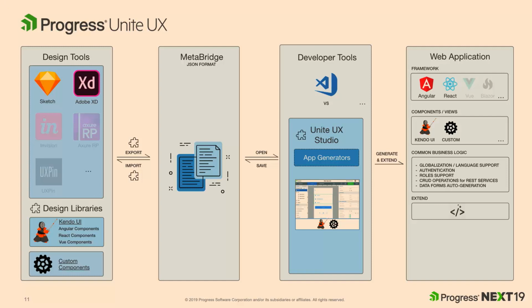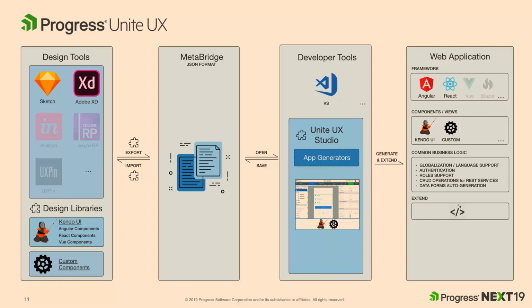So starting from the left, we are integrating with existing design tools. We don't want to reinvent the wheel. We don't want to create a design tool. Design tools that are out there are really good. Sketch, Adobe XD, InVision, Axure, UXPin, these are all great tools. So we're plugging into these tools. And to start, we're plugging into Sketch and Adobe XD. These are the ones that we've identified from our users, from qualitative and quantitative data, that these are the ones to go for first. Within these tools, we're providing design libraries for Kendo UI.